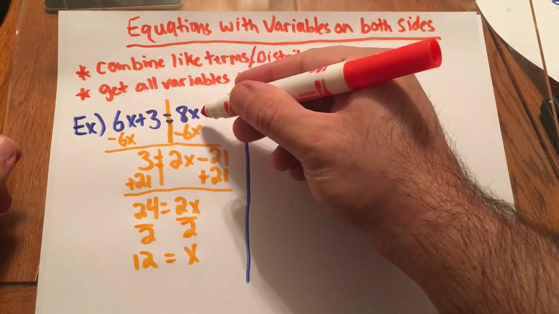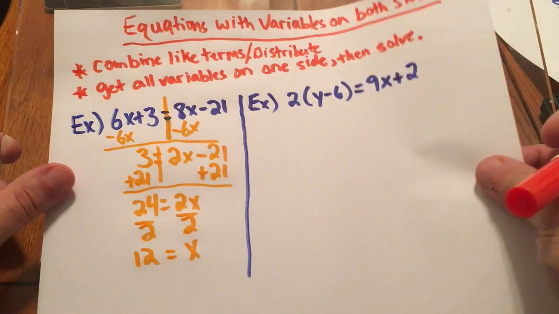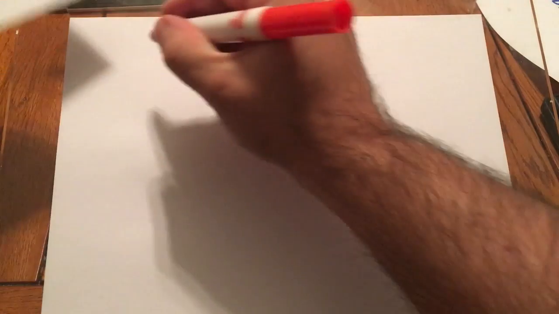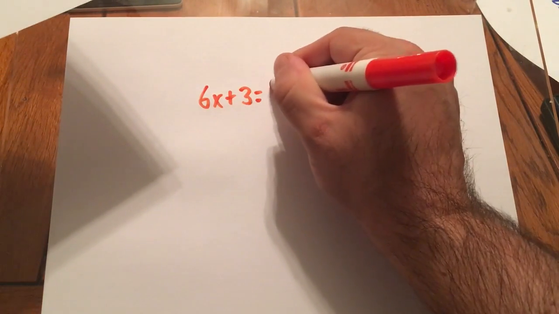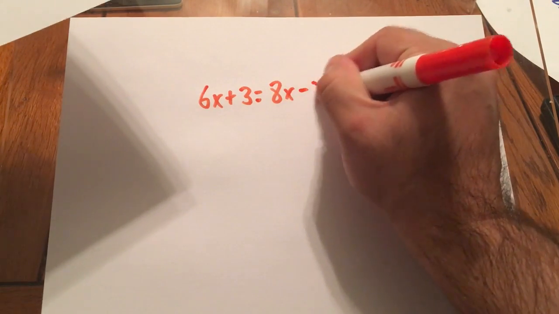If we wanted to do this same problem, and I'll do it on a separate sheet of paper here, we've got 6x plus 3 is equal to 8x minus 21.